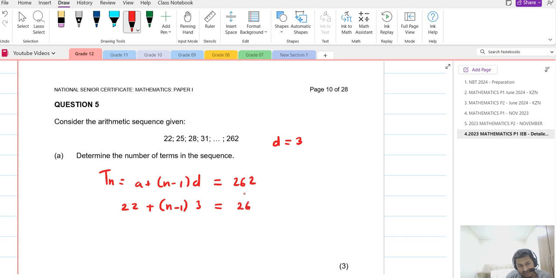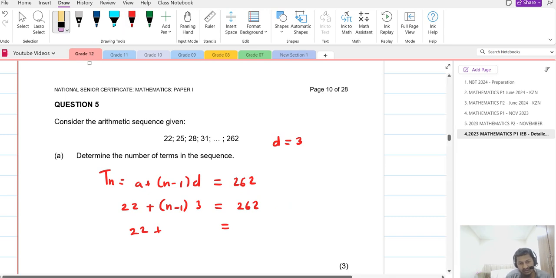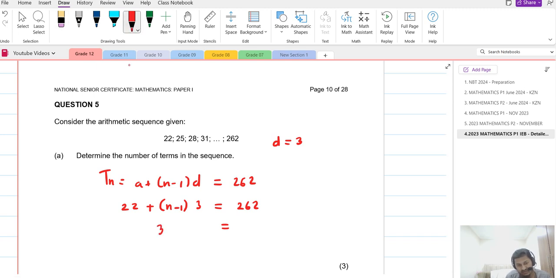That is equal to 262. So we've got 22 plus 3 into n minus 1. There's no need to open it up. You can just take away 22 here, and then divide by 3 and then add 1. 262 minus 22 is 240. 240 divided by 3 is 80, since 8 times 3 is 24. So now I've got n equal to 81 terms. So I've got 81 terms in the sequence.